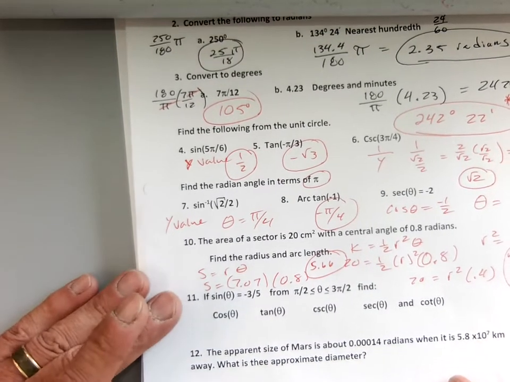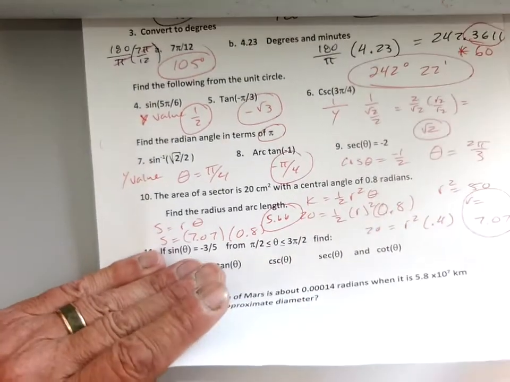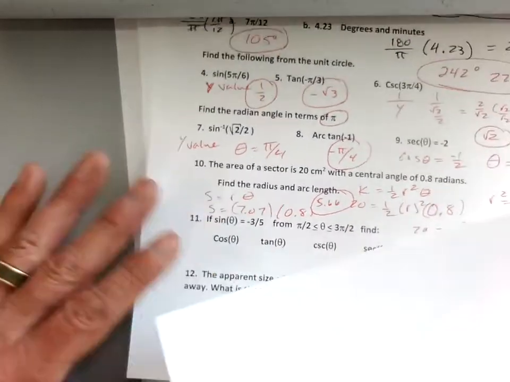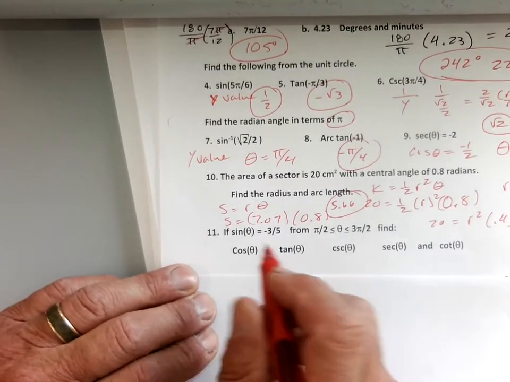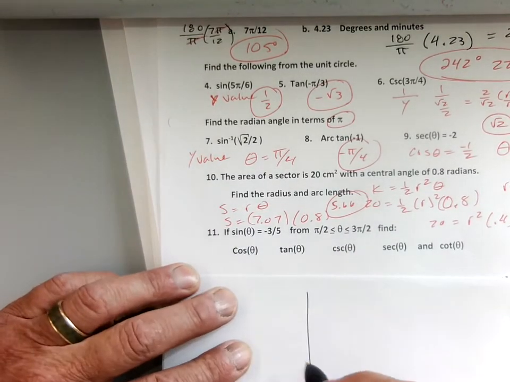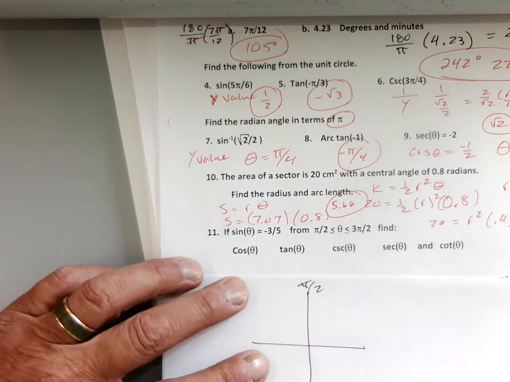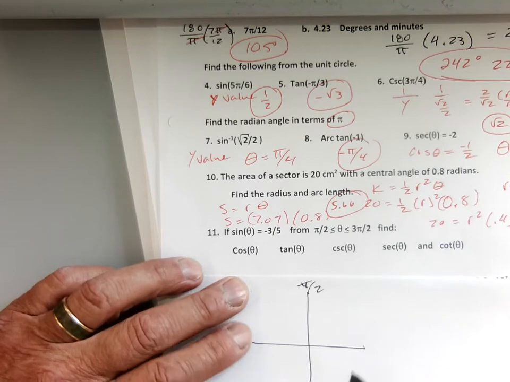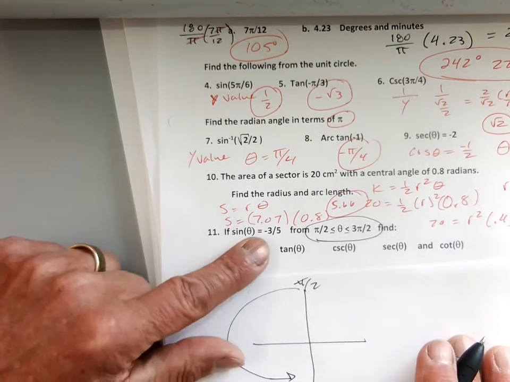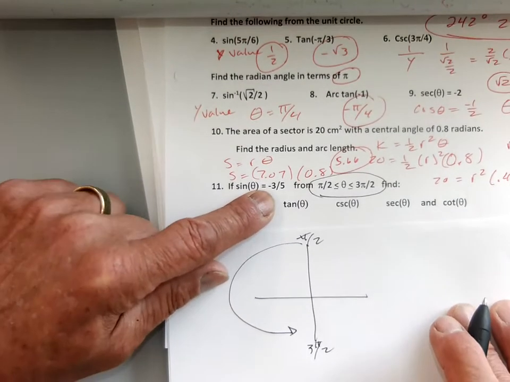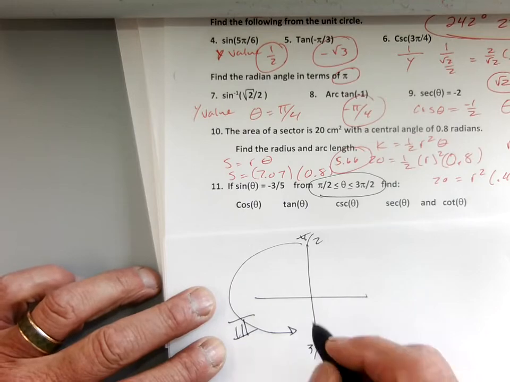Number 11, I'm probably going to need a piece of scratch paper, so I'll do number 11 on this piece of scratch paper. There you go. Okay, now what do I know? I know that the angle I'm looking for is between pi halves and 3 pi halves. Sine is negative. The sine is a y value, so it absolutely must be in quadrant 3.